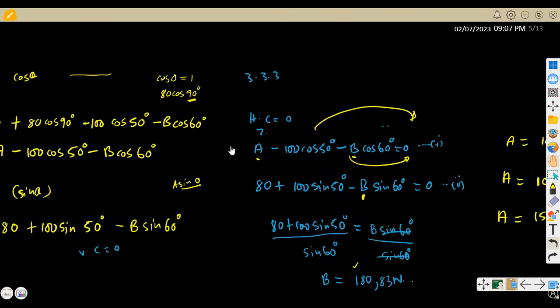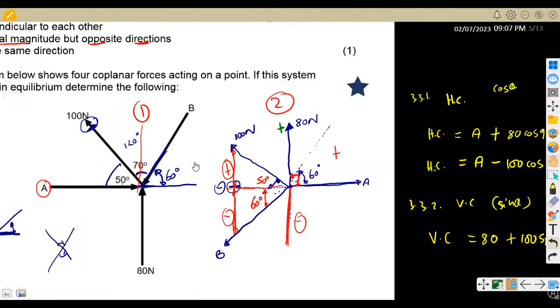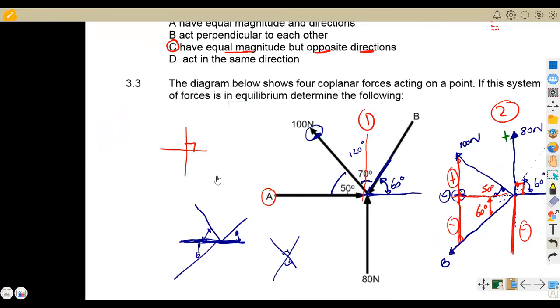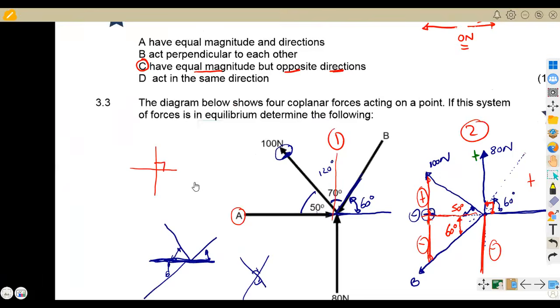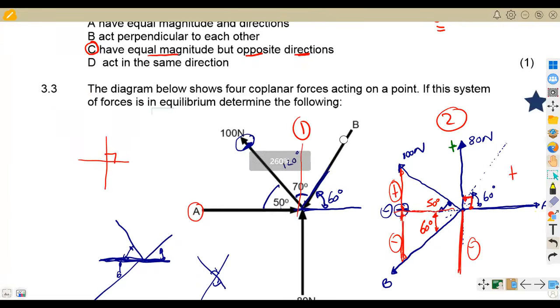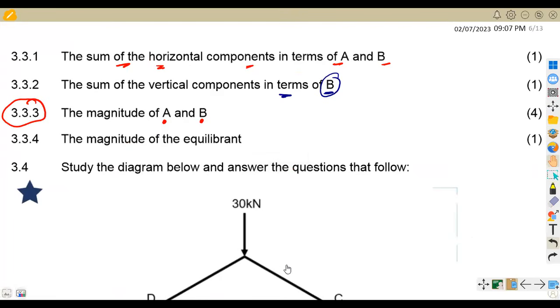All right, so let's check what we have on the other part of the question. Still working from the diagram that we have, let's see now what we are asked. On 3.4, we are now asked to find the magnitude of the equilibrium.